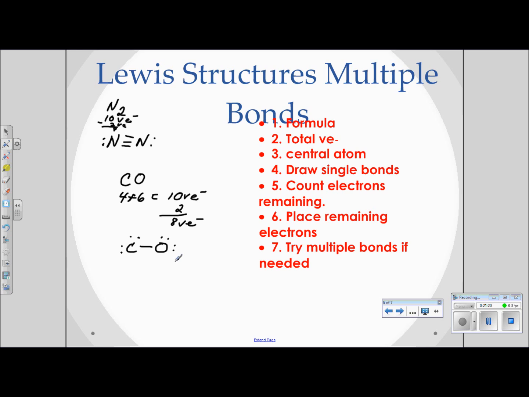And again, what do we say? Houston, we have a problem. 2, 4, 6, 2, 4, 6. We do not have an octet, and we're seeking an octet. So again, we're going to have one of the atoms share a pair of electrons. So I'm going to go ahead and say that carbon is going to be kind enough to share its pair of electrons.